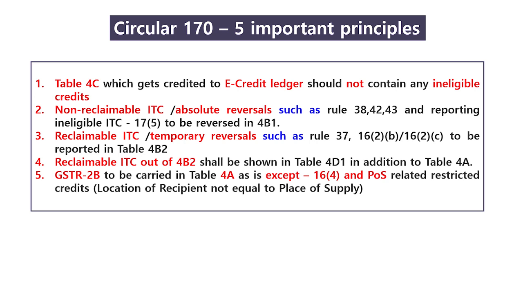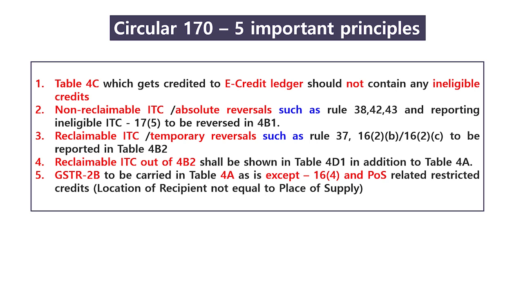Fourth, in case of reclaims, that is, wherever the ITC was reversed temporarily under 4B2, whenever such credits are reclaimed, it has to be reported in 4D1. Although it will not have any impact on the electronic credit ledger, the idea appears to be to match 2B and 4B2 read along with this 4D1 to the total equation.